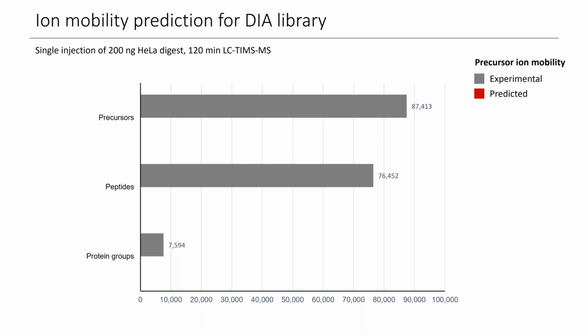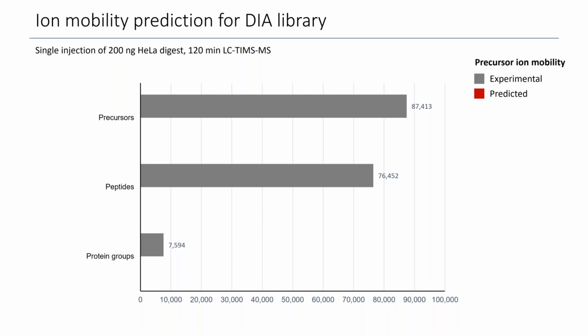And I thought, because this is the Biognosys workshop, I was just curious whether we could actually use these predicted CCS values now also for our libraries in data independent acquisition. And so I really have to thank the developers of Spectronaut for making this new version so fast, because I basically started this analysis this morning, and I'm happy to already share the results. So they're preliminary, but I think they're quite exciting.